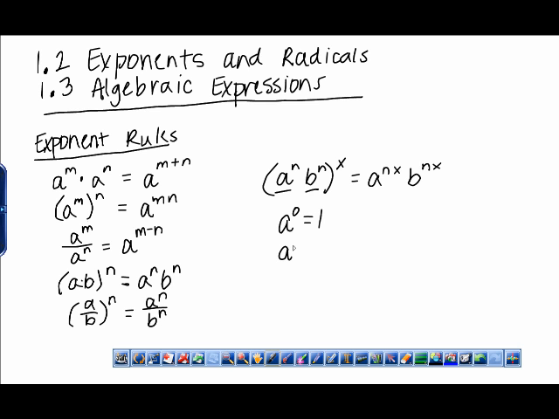Let's talk about a to the power of negative n. So here we have a negative exponent. What does this mean?